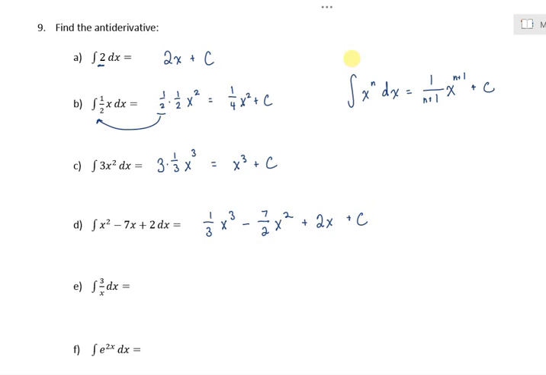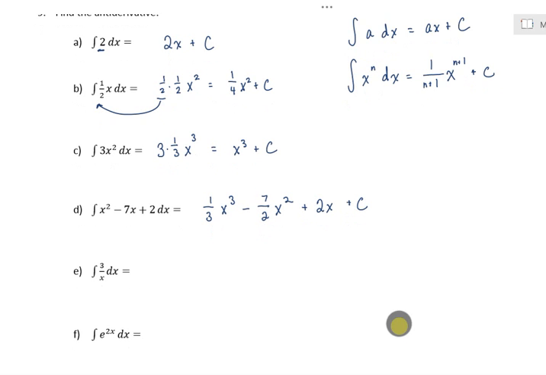I guess I could write the rule for constants. If you just have some constant a dx, you get ax plus c. You can remember these rules, or you can do these by thinking about how to get this as a derivative. So if you take the derivative of ax, you get a, right? The derivative of 3x is 3. That's how we're doing it.